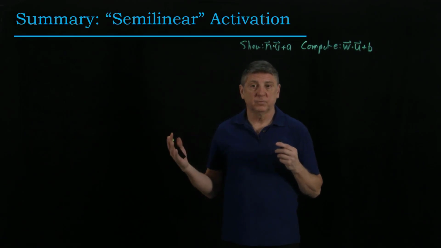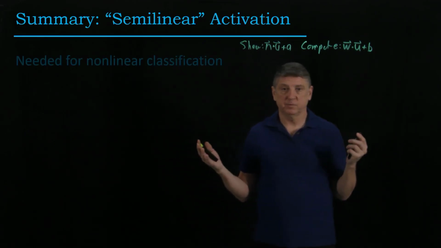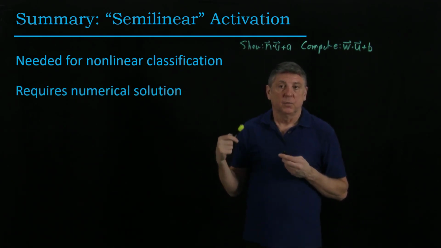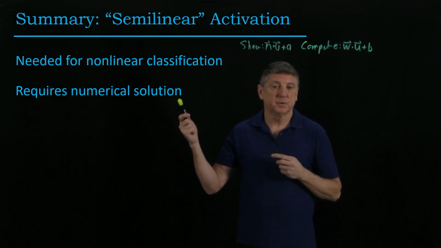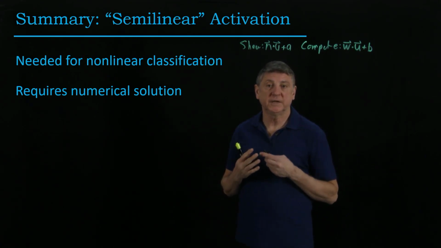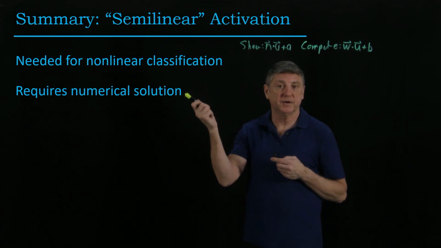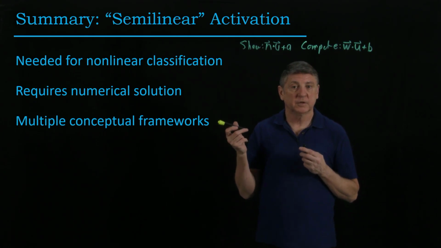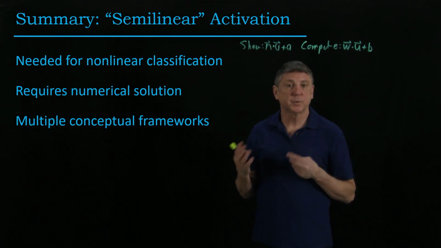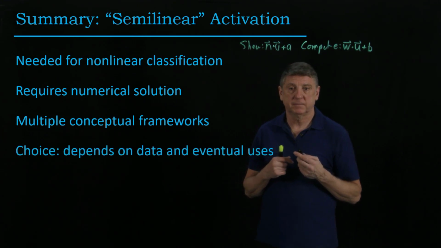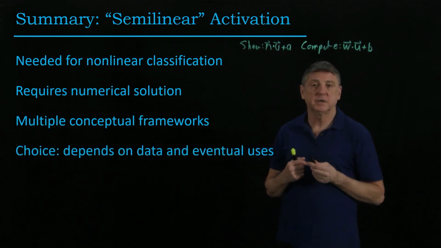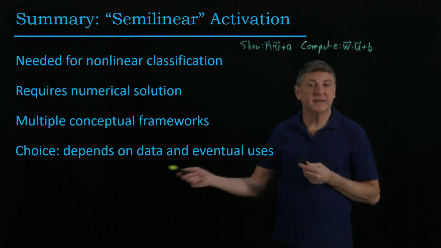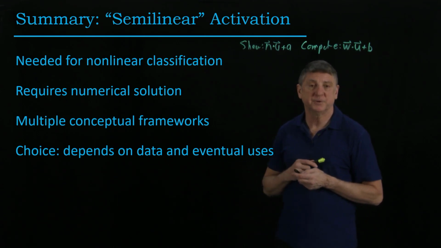So, what have we got in this session so far? Well, we now understand a need for nonlinear classification. We recognize that it requires numerical solution that goes beyond what we do in linear data analysis, so this is a bridge to other areas of machine learning. And there are multiple conceptual frameworks that we can look at. What we explored here was the squared error objective and the negative log objective. The choice of the objective function and indeed the activation function itself depends strongly on the data that you're provided with and the eventual use of your data.